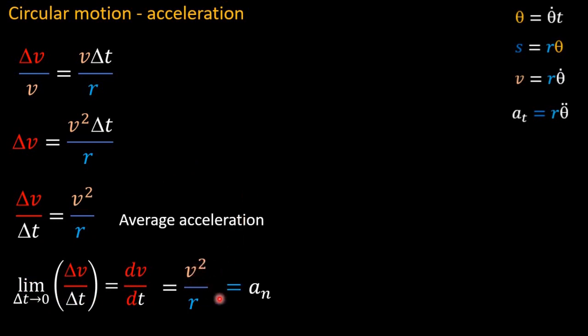And I'm going to call that a sub n, where this is the normal acceleration, because this acceleration vector acts normal to the radius of curvature, where the radius of curvature for a circle will just be the radius. So that means I'm going to say a sub n, the normal acceleration, equals v squared over r, and that is called the centripetal acceleration.